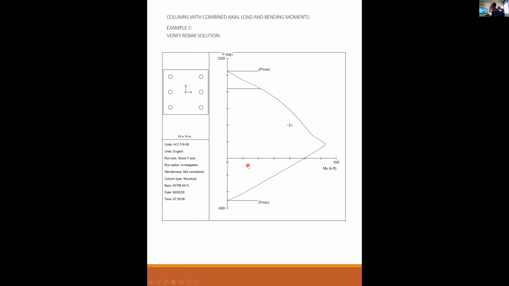Okay, and then I verified. This is my 6 number 11s that I checked. I ran it on my SP column, the software I just showed you. And when I put my 400 and 200 kip-feet in here, that's where it lands. And it clearly does work. It's inside of my interaction diagram. So 6 number 11s works. Okay, so that's the design aids. That's how you use those.